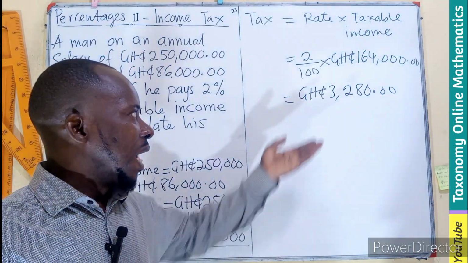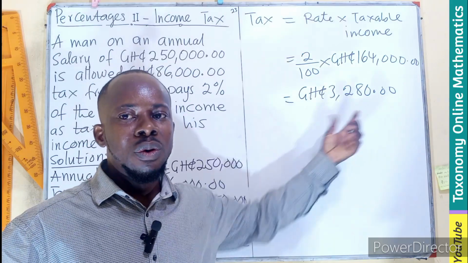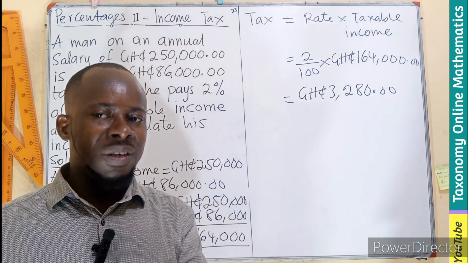So it means that in the whole year, the man will be paying 3,280 Ghana cedis in total. And you can as well find how much is paid every month by dividing this value by what? By 12. That will give you the individual tax he pays in every month.